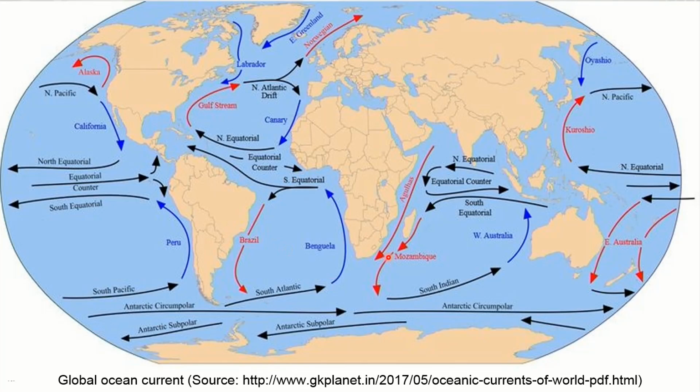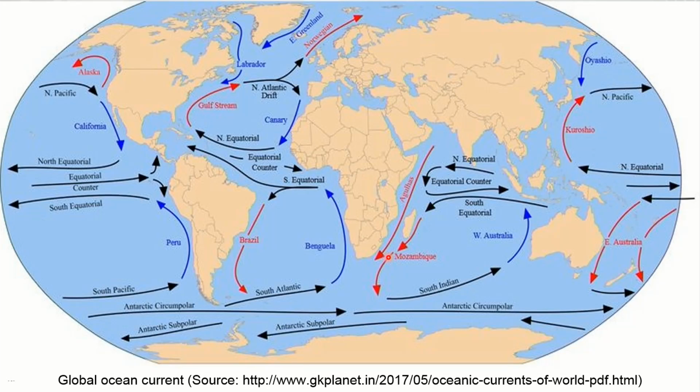These gyres play an important role in governing local and global climate because as they transport heat energy from the equator to the polar region and bring cold water currents from the poles back to the equator, they also cool and warm the air along the way.